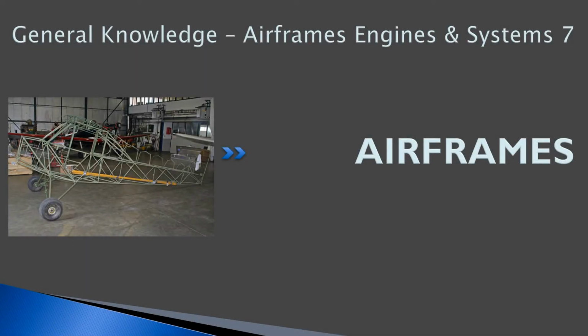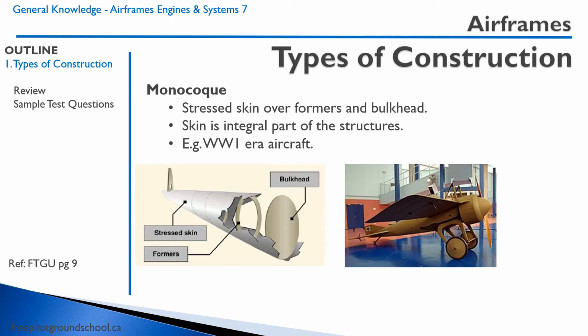This is the 7th lesson on Airframes, Engine and Systems. In this lesson we will be discussing airframes. The airframe is that structural component of an aircraft that is responsible for holding everything else on. It holds the wings on, the landing gear connects to the airframe, as does the engine, the tail, and inside the airframe is where the passengers and the pilot and cargo are carried.